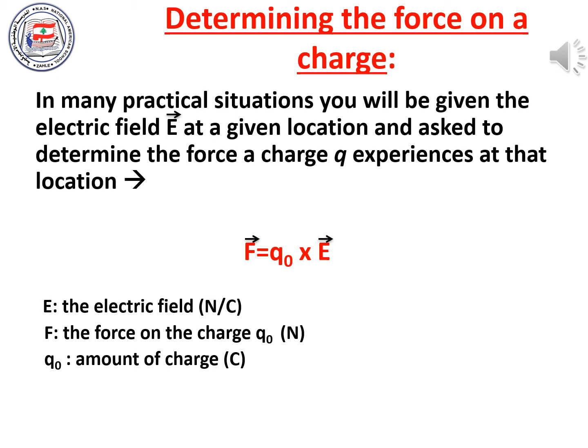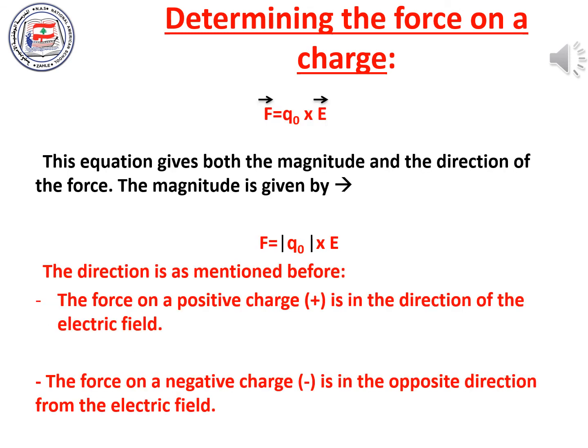So the vector of the force is equal to the amount of charge measured in coulombs times the vector of the electric field measured in newtons per coulomb. And the force is, of course, measured in newtons. This equation gives both the magnitude and the direction of the force acting on the charge. The magnitude is given by the equation F is equal to the absolute value of Q0 times E, and the direction is as mentioned before.